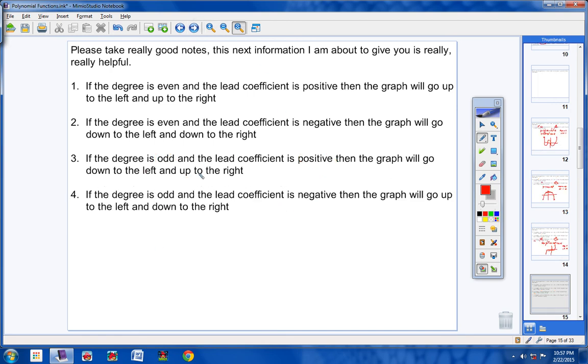Moving on, number 4, copy this down. If the degree is odd and the lead coefficient is negative, then the graph will go up to the left and down to the right.